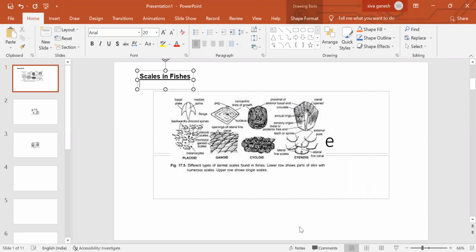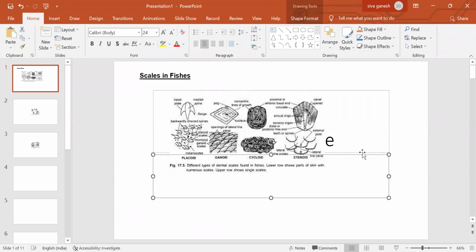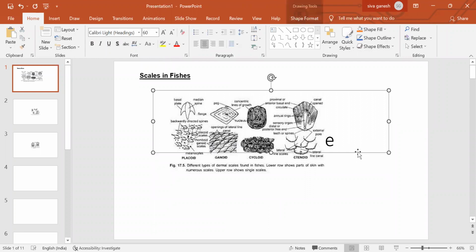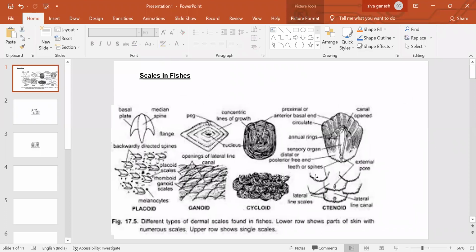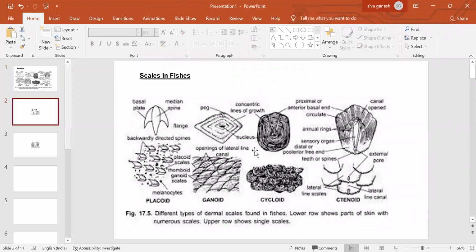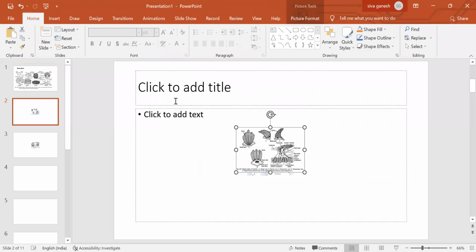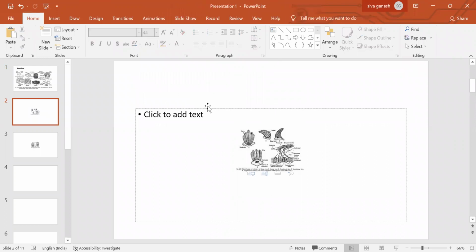Dermis of the skin. They're also called dermal scales, which means they originate from the dermis. That's why they are called dermal scales. Here you can observe different types of scales. Here also you can observe them. One by one, we'll discuss them.